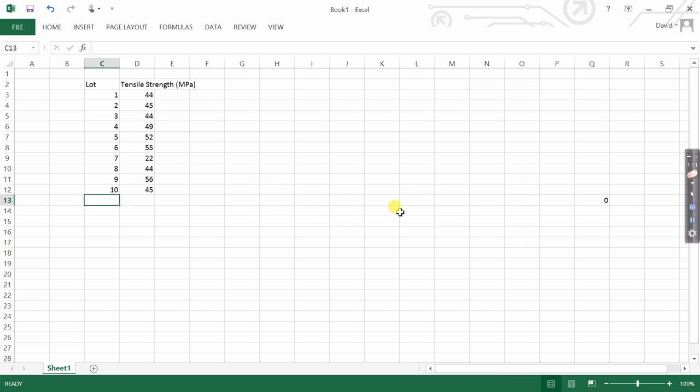So I come over to my Excel data sheet, and you see here we have lot versus tensile strength. So we've had 10 lots of steel mill, and we've taken some sampling material and fabricated some tensile specimens from that material and reported the tensile strength. So we can take this as one data set, and we want to talk about some things we maybe want to do in terms of analyzing our data.